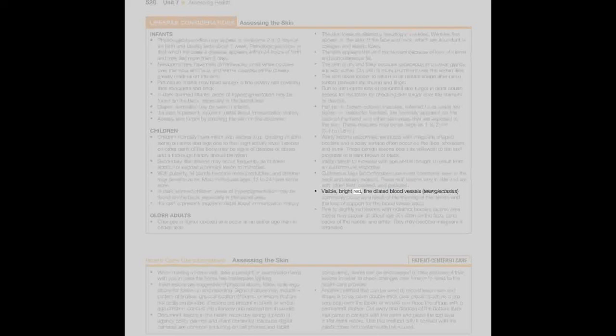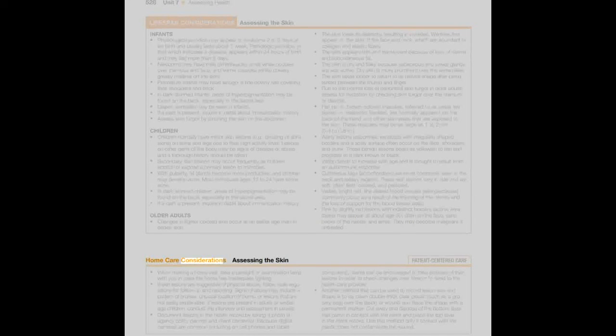Visible, bright red, fine dilated blood vessels, telangiectasias, commonly occur as a result of the thinning of the dermis and the loss of support for the blood vessel walls. Pink to slightly red lesions with indistinct borders, actinic keratoses, may appear at about age 50, often on the face, ears, backs of the hands, and arms. They may become malignant if untreated.